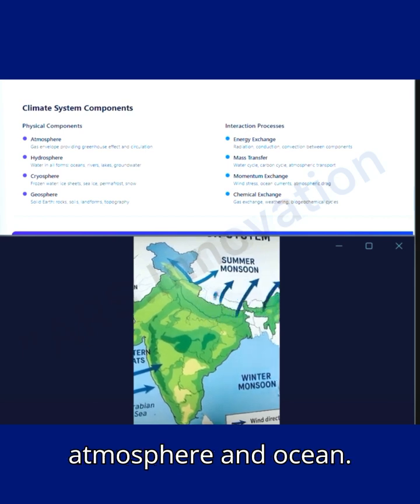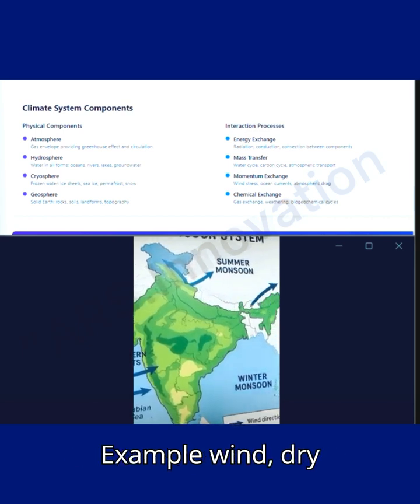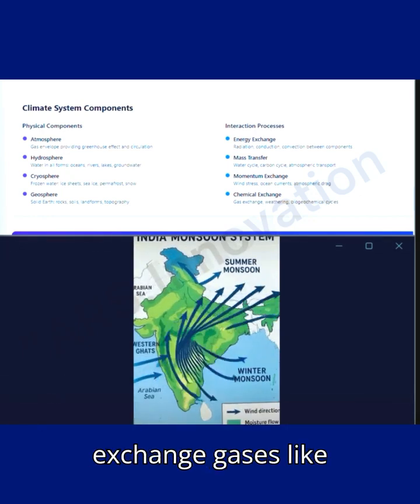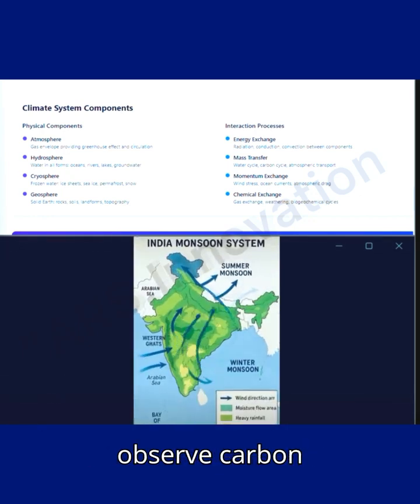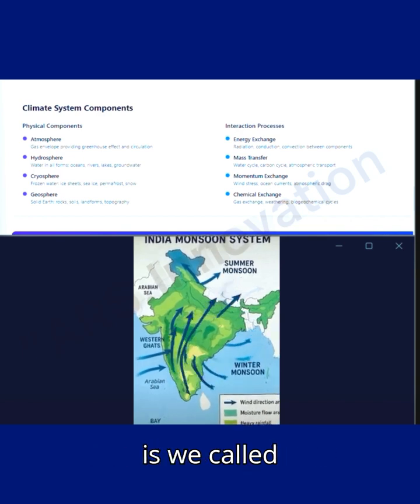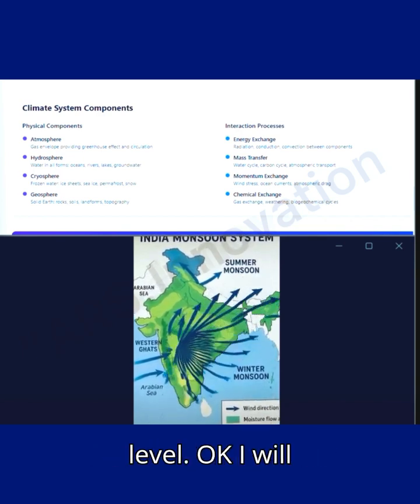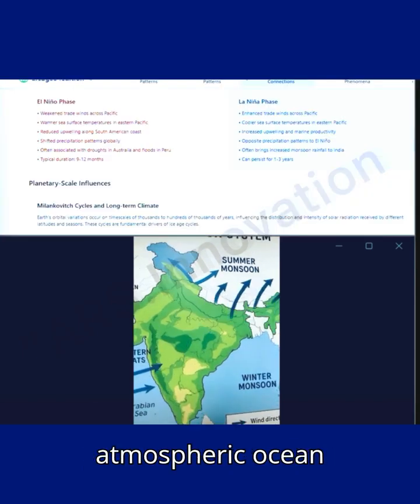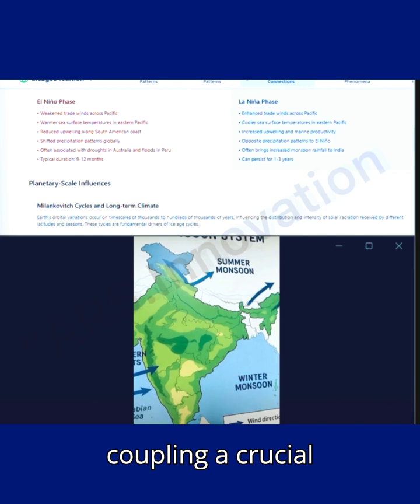Momentum exchange. We can see this momentum exchange is a transfer of kinetic energy between atmosphere and ocean. Example: wind drives ocean current. Air-sea interaction influences storm systems and monsoon. Climate exchange: gases like CO2, and the ocean absorbs carbon dioxide. This process determines the atmospheric CO2 level. Okay, I will provide you the PDF with this picture so you don't worry.